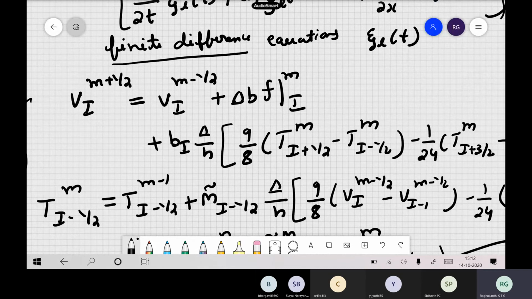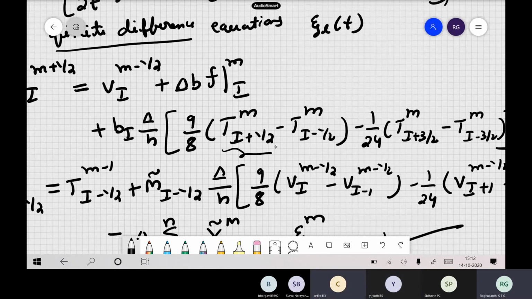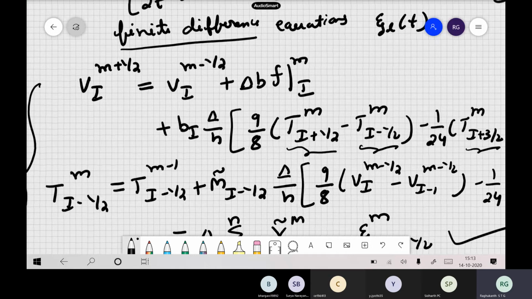What type of scheme is it? 2,2 or 2,4 or 4,4? 2,4. Because in space, all the spatial derivatives we are using, you see here, I plus half, I minus half, I plus 3 by 2, I minus 3 by 2. But when you are computing the time derivatives, we are using only m plus half, m minus half itself. So this scheme is a 2,4 scheme itself for viscoelastic medium.